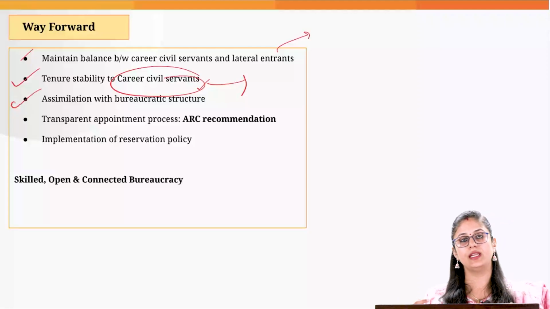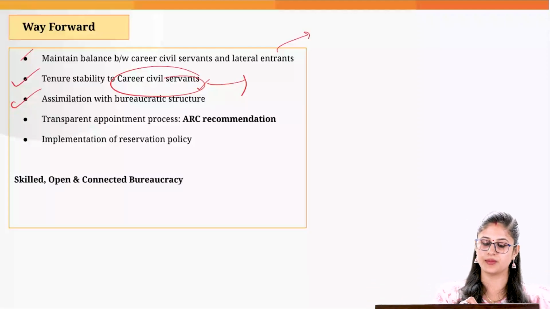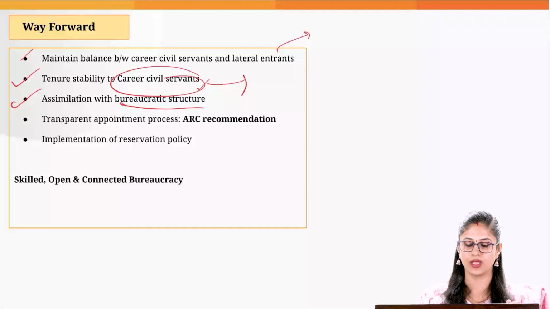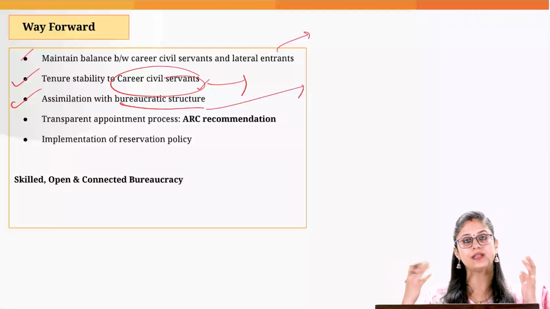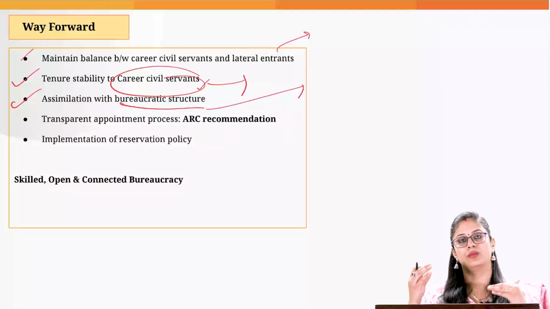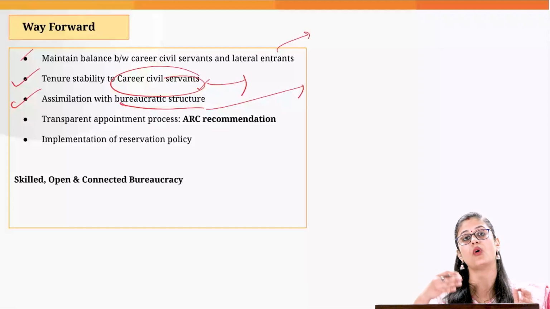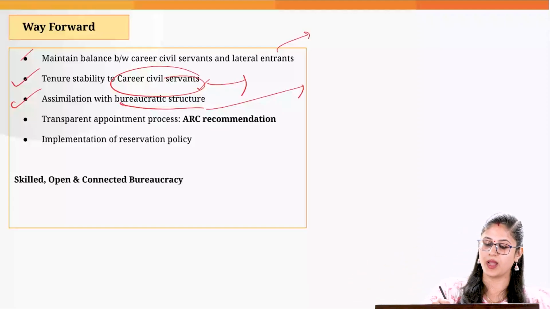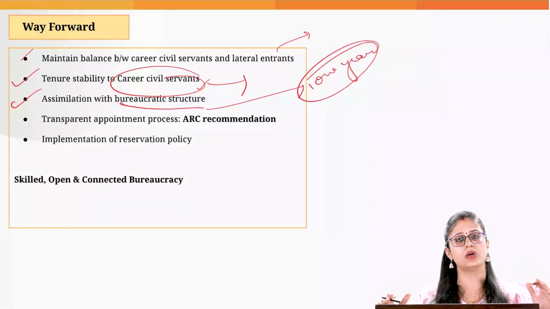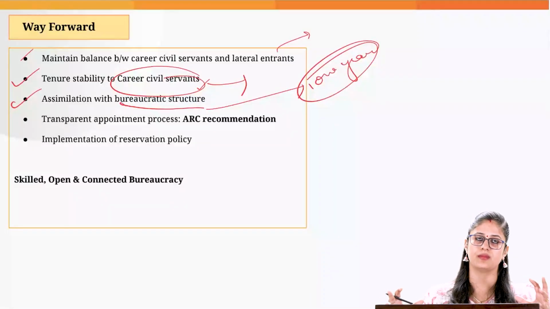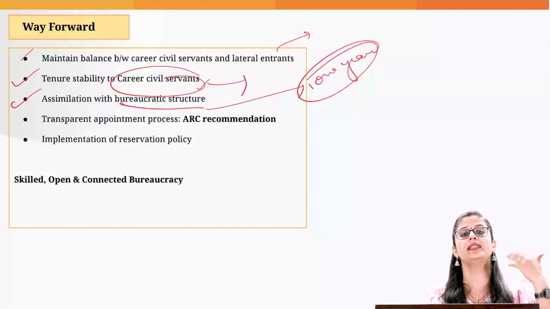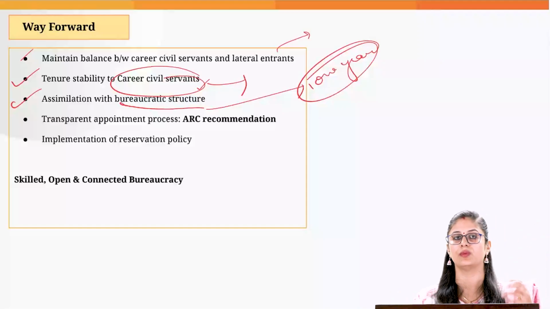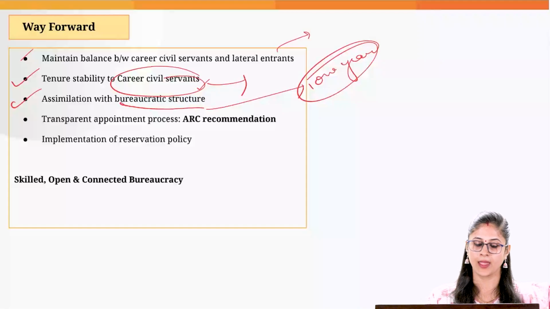Then we need to assimilate the lateral entrants when it comes to bureaucratic structure. How can we do that? When it comes to lateral entry, we can prioritize those people who have already done some consultation work for the government, or we can organize a one-year training program for them with the state government so that they become well versed with the administrative machinery, how it functions. Only then will they be able to effectively contribute when it comes to policy making.